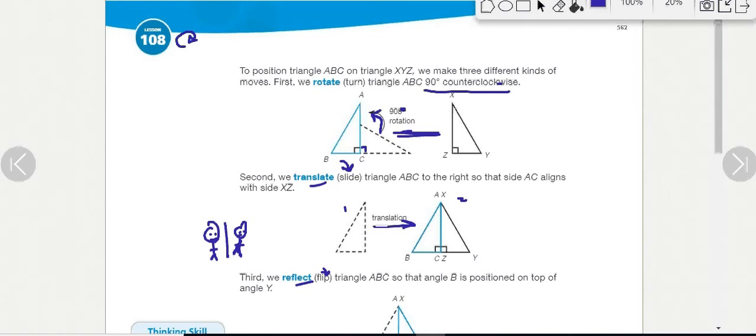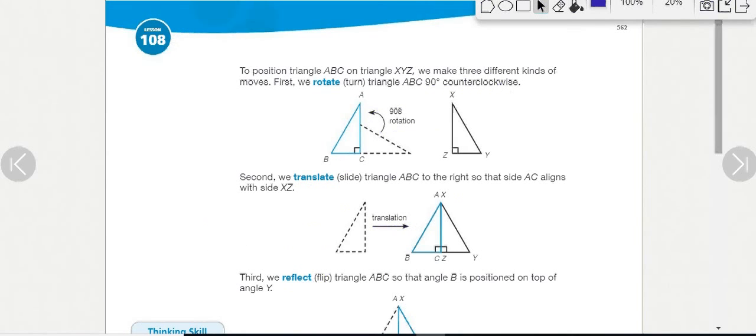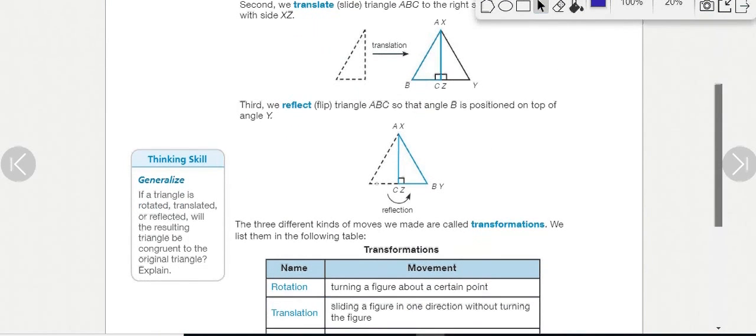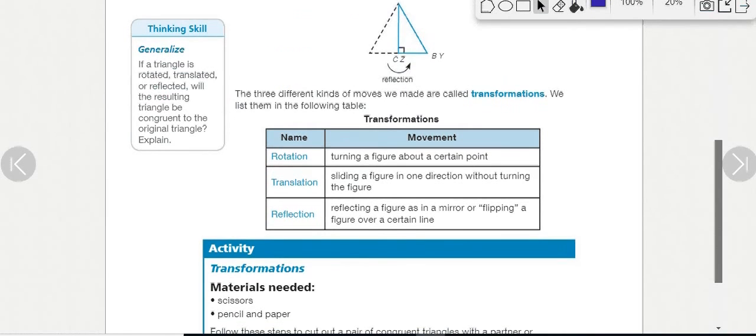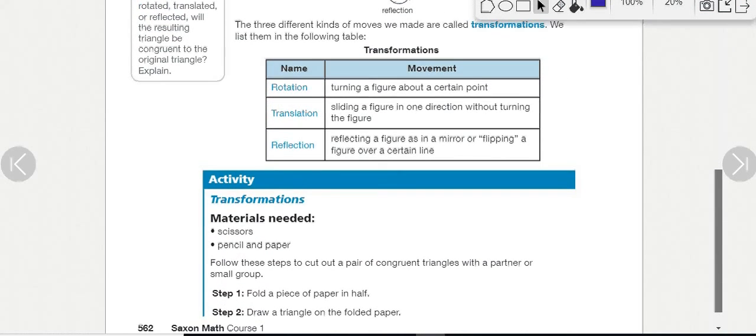So reflecting means we have to flip it so that what was on the right is now on the left and what was on the left is now on the right. Kind of like that. So they reflected across this line of symmetry. The 3 moves we call transformations.